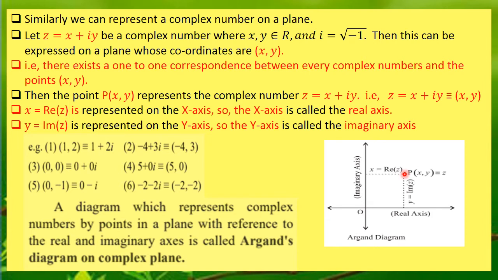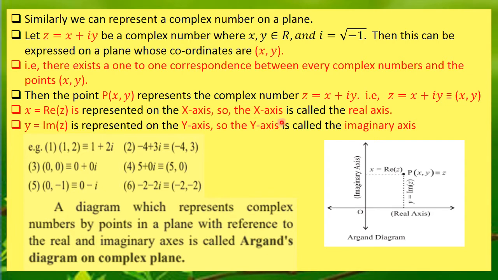That is, there exists a one-to-one correspondence between every complex number and the points (x, y). Then the point P(x, y) represents the complex number z = x + iy. That is, z = x + iy corresponds to the point, ordered pair (x, y). Now x, the real part of z, is represented on the x-axis, so the x-axis is called the real axis, and y, the imaginary part of z, is represented on the y-axis, so the y-axis is called the imaginary axis.